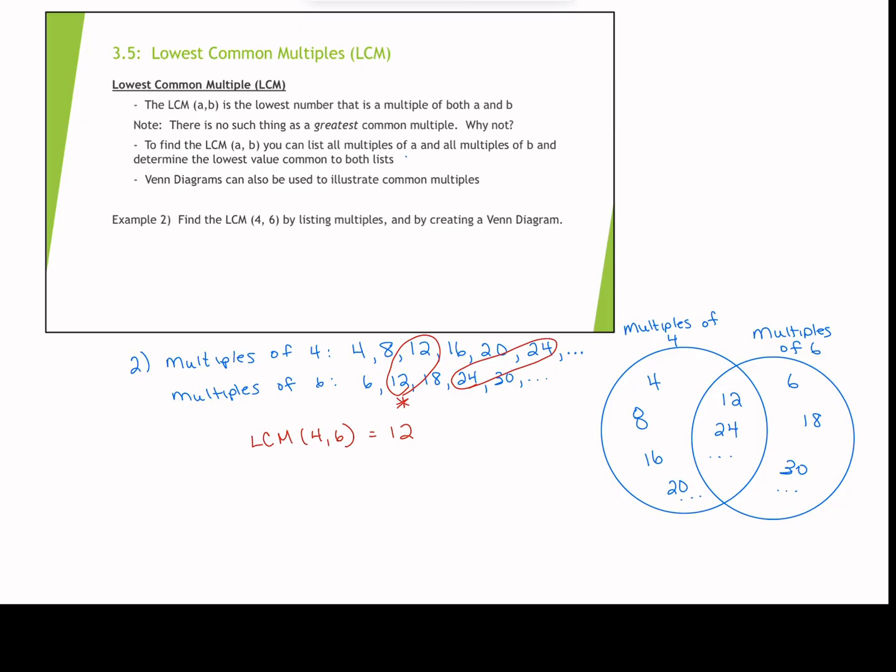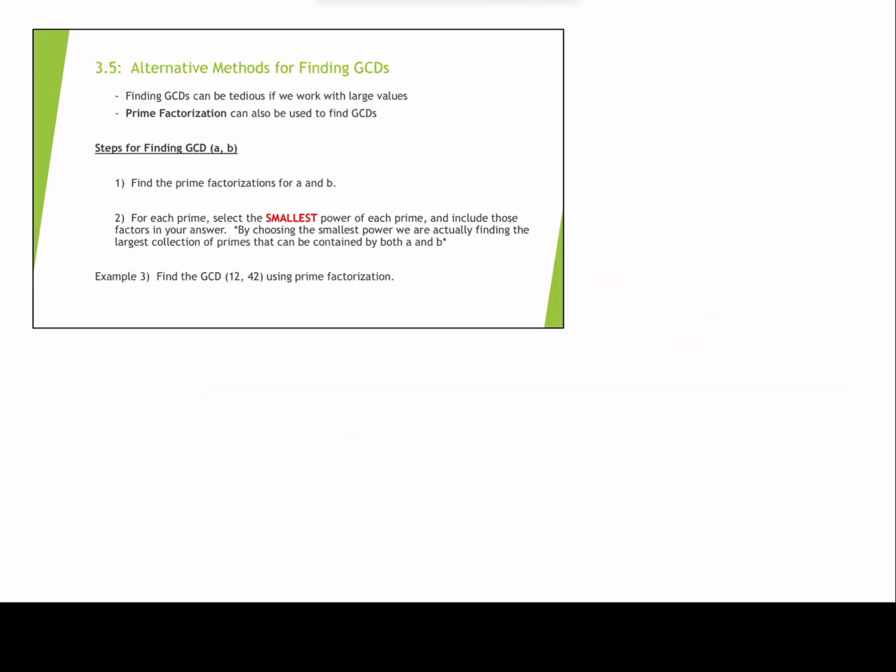So what we're looking for in an LCM, just as a reminder, is the lowest common multiple. Again, we would never ask you for a highest common multiple because we would never get a highest common multiple. We would just keep adding more multiples as we go higher and higher. So the LCM in this case, again, we can identify as 12 by using a Venn diagram. As we found for finding factors of really large numbers or continuing to find multiples, sometimes that work can be quite tedious, and we can actually give you an alternative method for finding both greatest common divisors or greatest common factors and least common multiples.